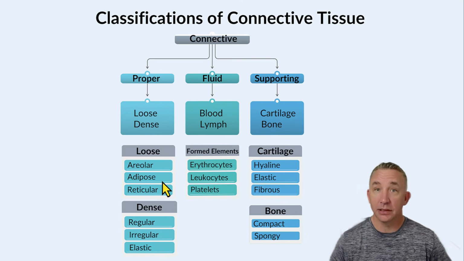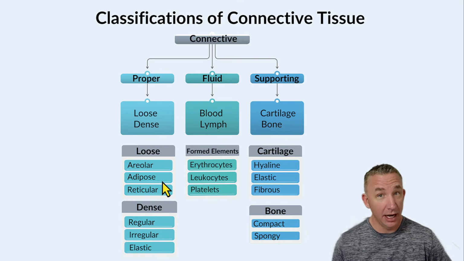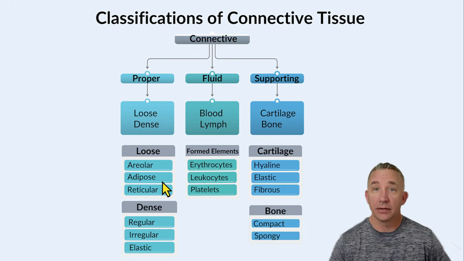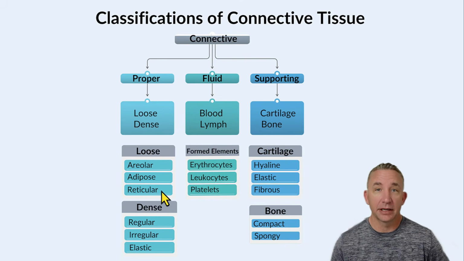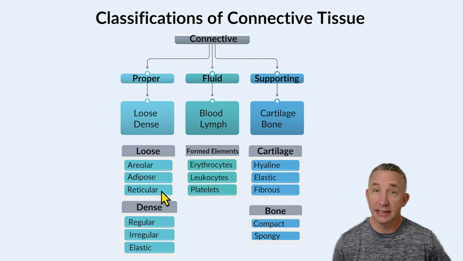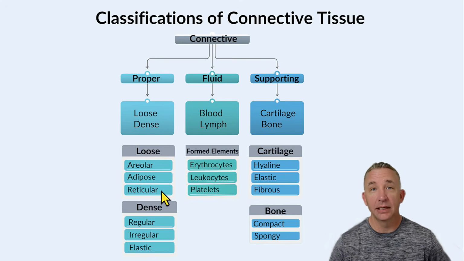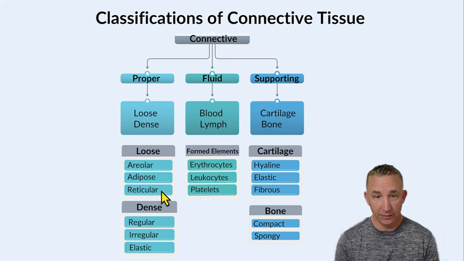Adipose tissue is our fat. So we find that in the hypodermis when we go through the integumentary system. We find it around areas of insulation and cushion. We think about our buttocks, around our breasts. And then reticular is like a framework of organs. We see it in liver, spleen, and the kidneys, and it provides a structural framework for the organ.